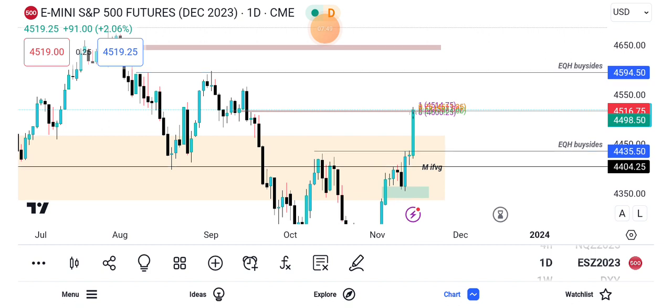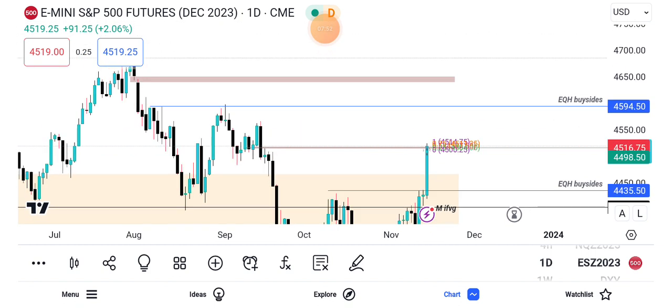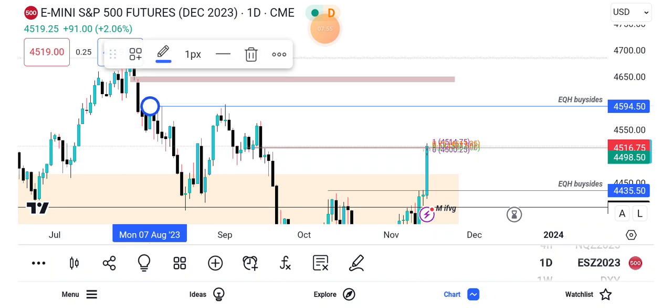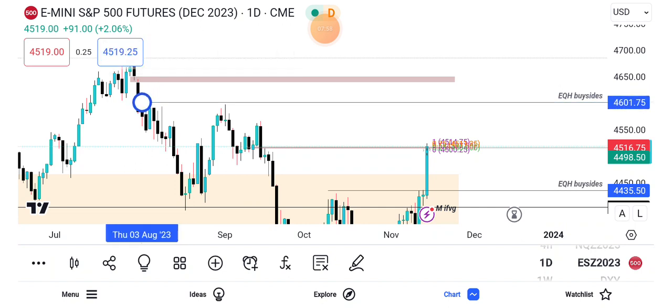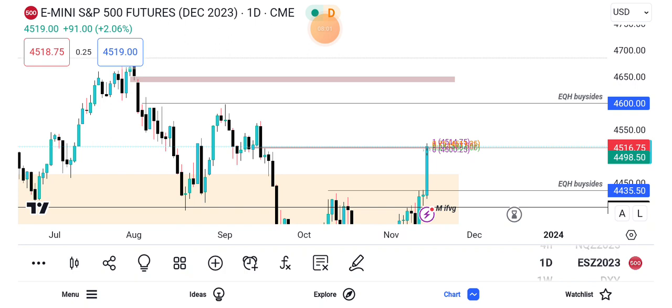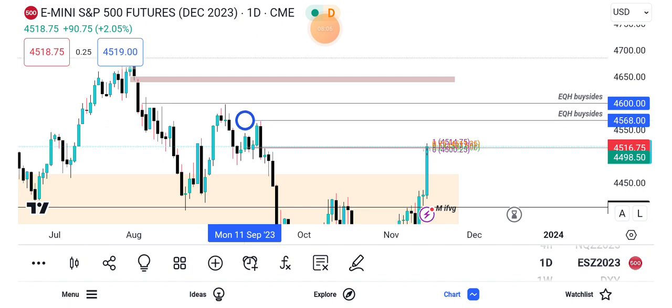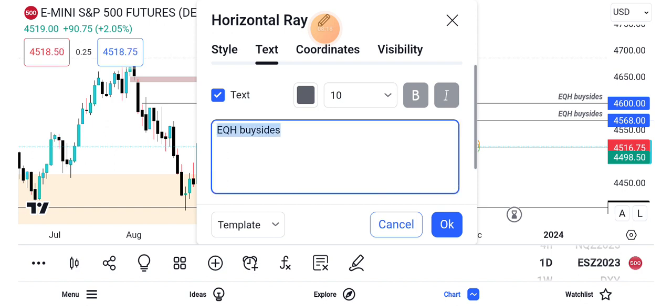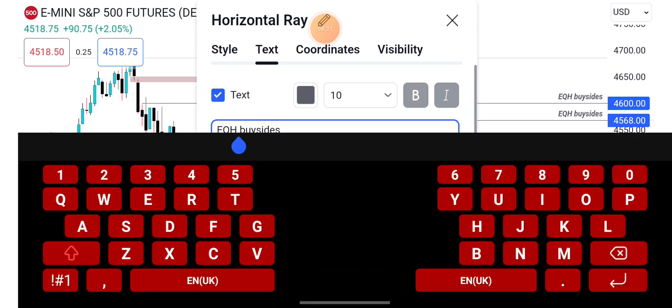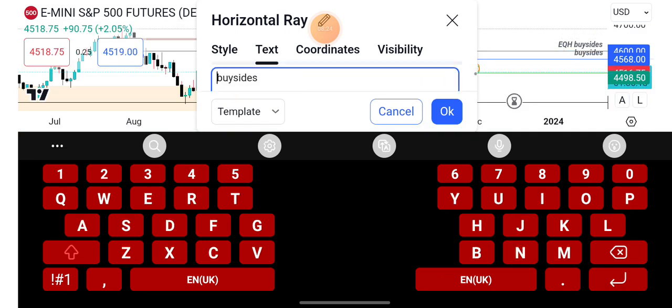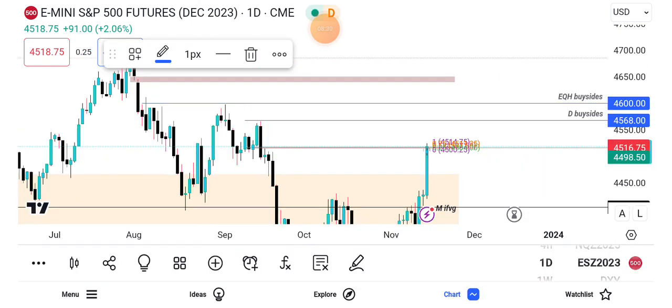Yeah, we have these relatively equal liquidities here. We have this one because this has been cleared. We'll label this one, but change the labeling. These are buy side liquidity, daily buy side liquidity there.